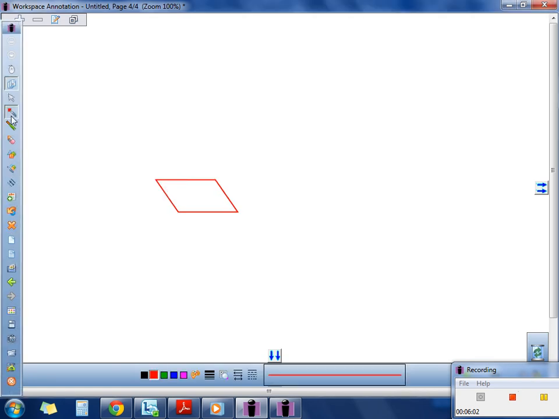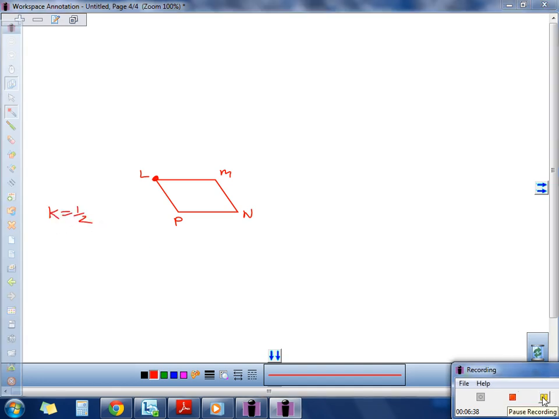All right, so that's a little bit better. Is M over here? All right, M, N, P. And L is that center of dilation. So let's think. If we have a scale factor of 1/2, we need to think about what it means to multiply by 1/2.